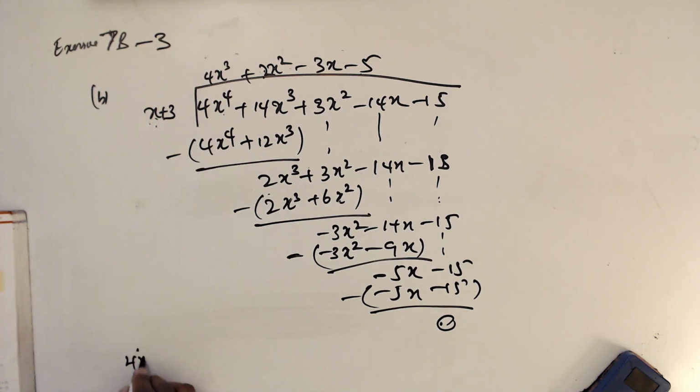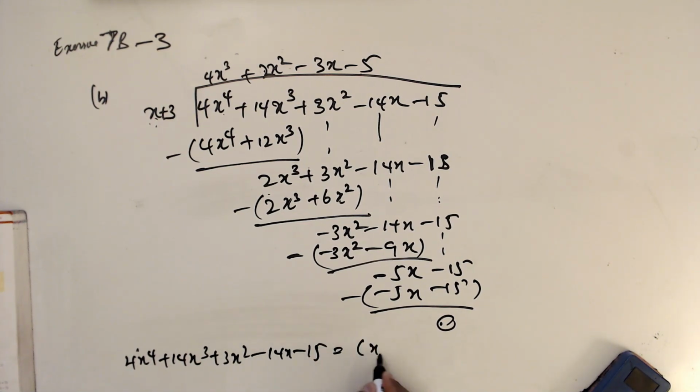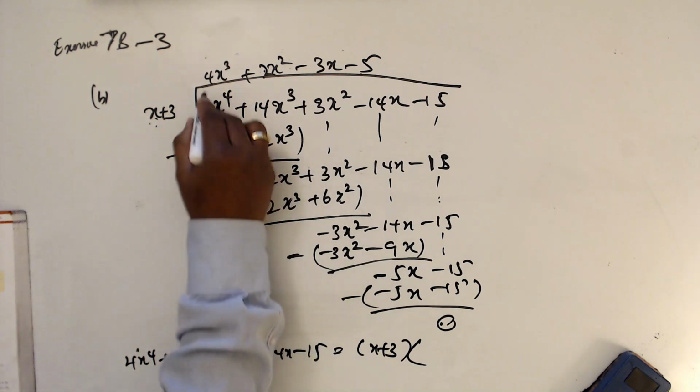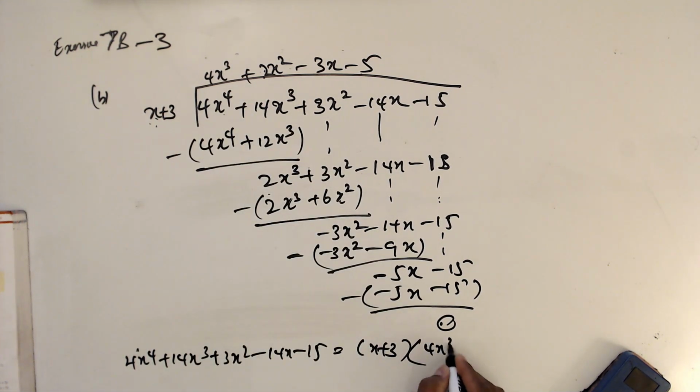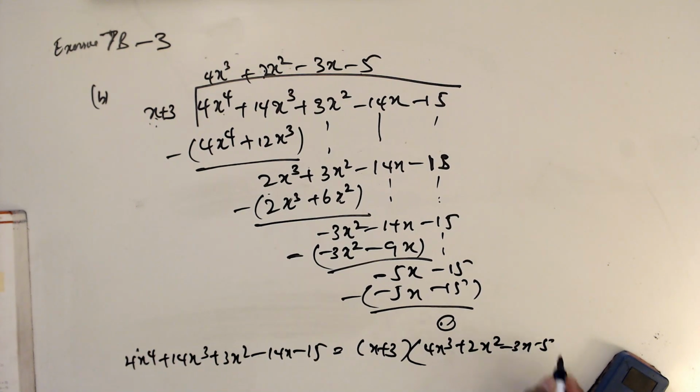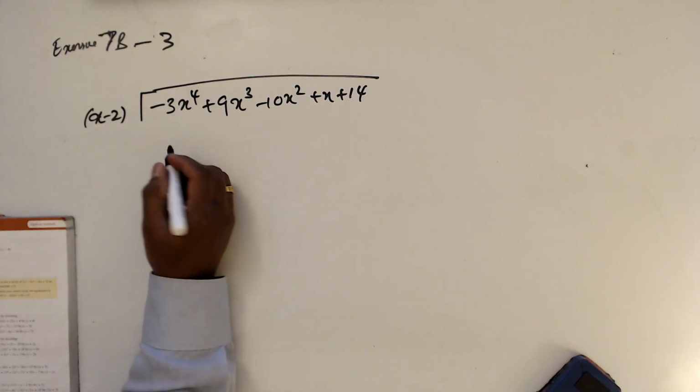4x to the power 4 plus 14x cubed plus 3x squared minus 14x minus 15 equals x plus 3 times this one, 4x cubed plus 2x squared minus 3x minus 5. Question number 3.